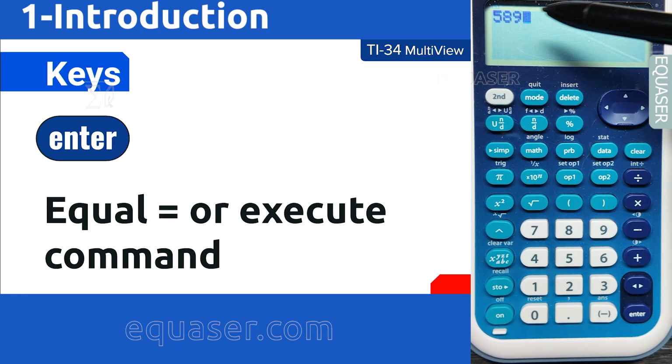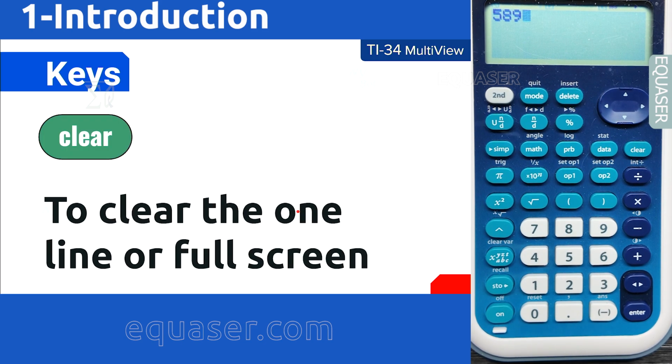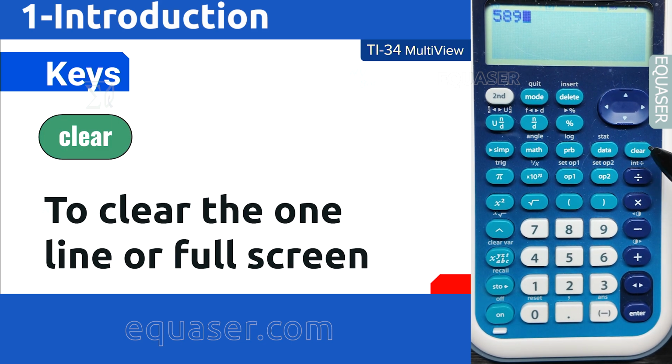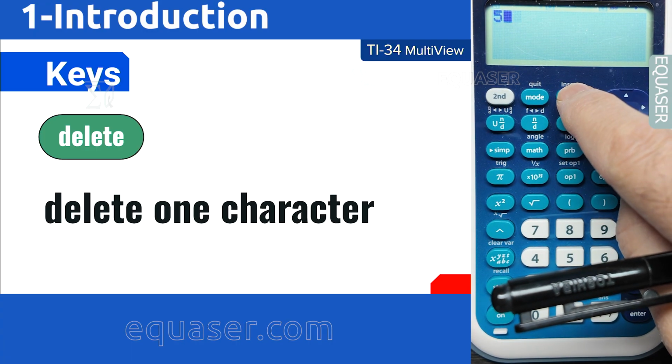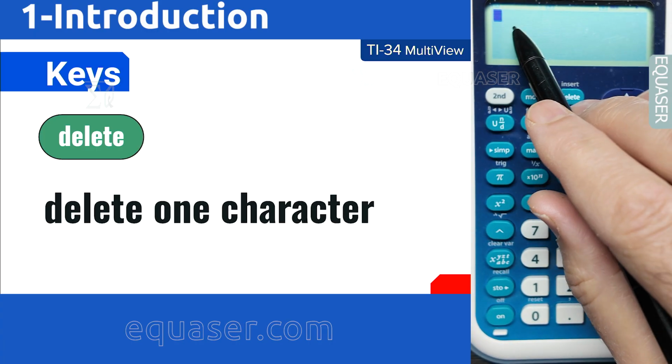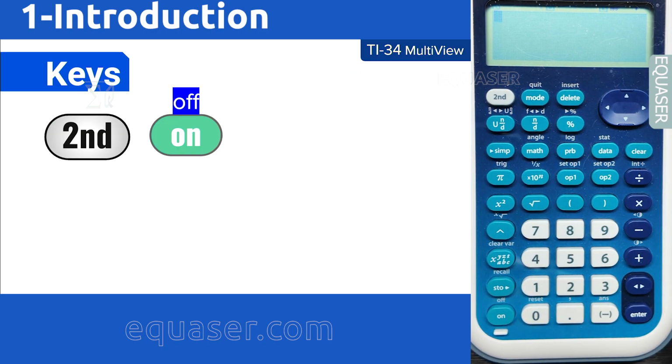This calculator does not have an equal sign. Instead, they use the word enter, which is equivalent to the equal sign or execute that you might have seen in other calculators. Then we have the clear button. This clear will clear the single line or the whole screen. And we have a delete button. If you press it, it will remove the last character. This is the same as backspace on your computer.